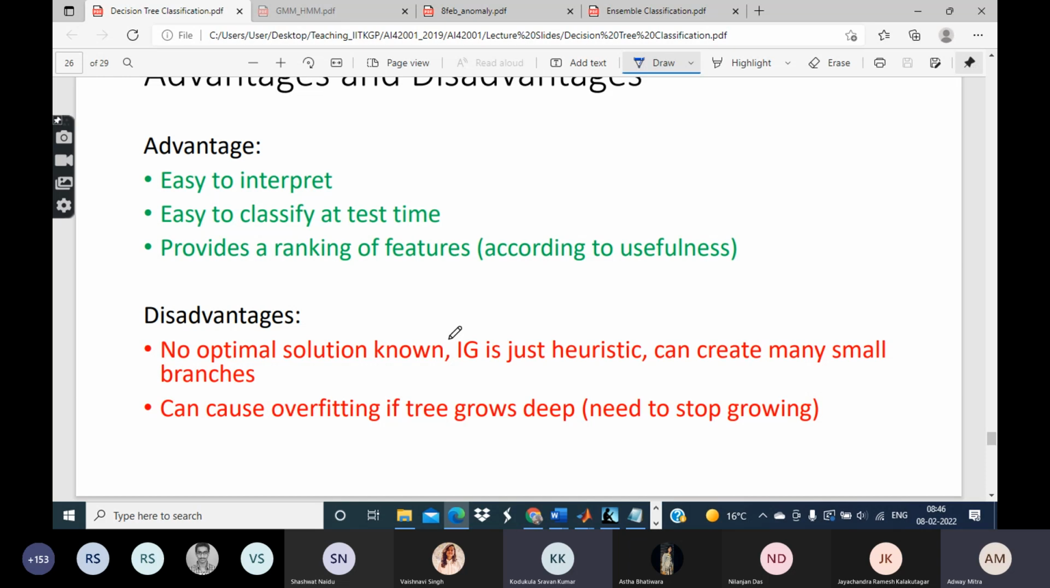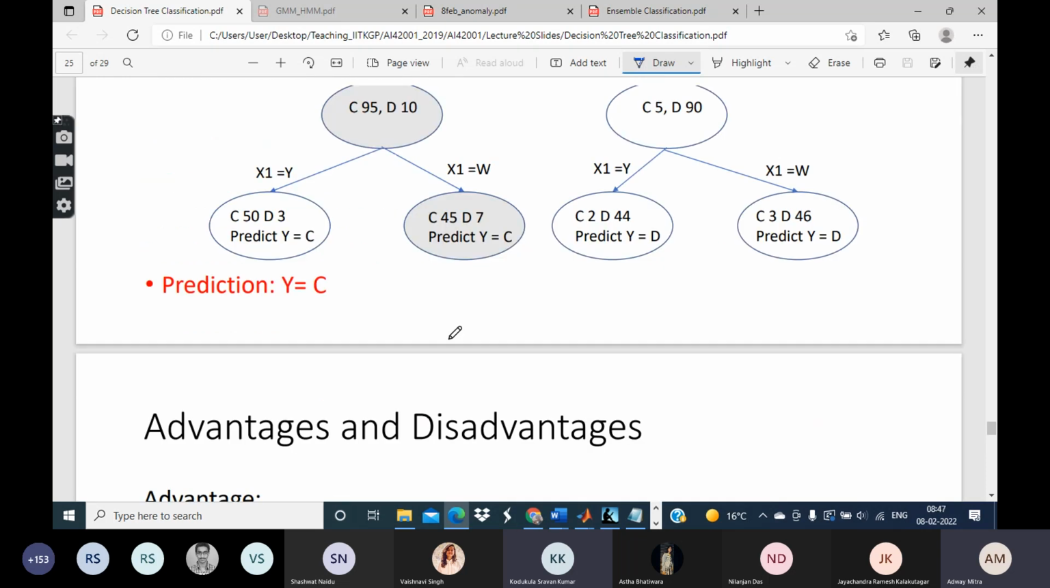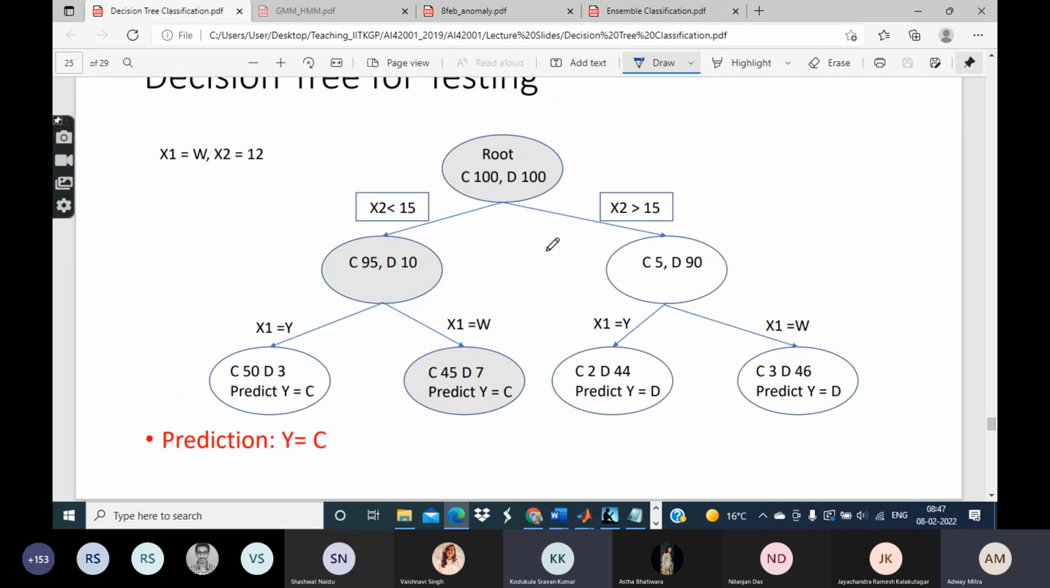However, it has some disadvantages also. The first disadvantage is that no optimal solution is known. That is, we have decided to split this tree on the basis of entropy or information gain. But so what? Is there any mathematical basis for choosing entropy as the ideal criterion, or can we give a theorem which says that if this is the process you follow, then the clusters we get are as pure as possible? You cannot get a more homogeneous cluster than this. Can such a result be given? Probably not.